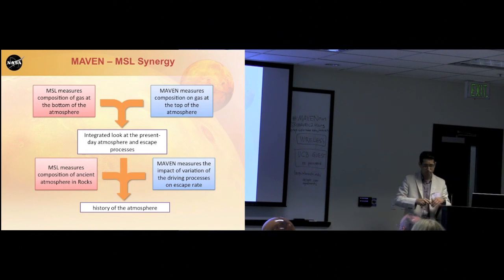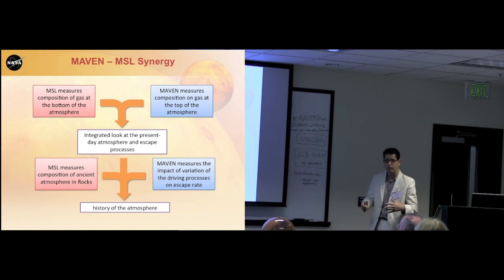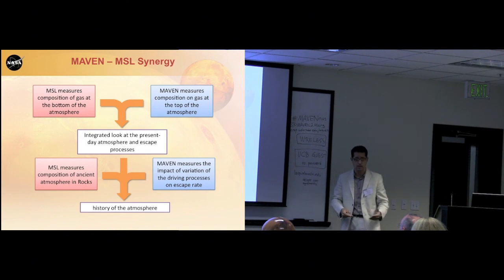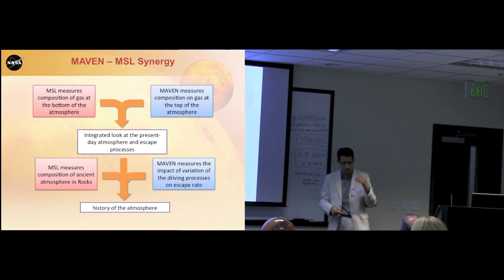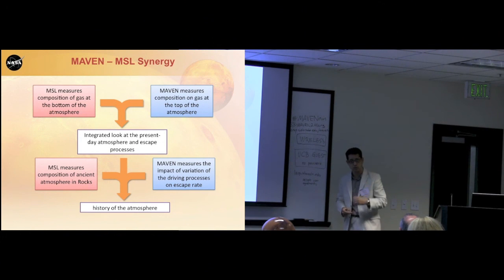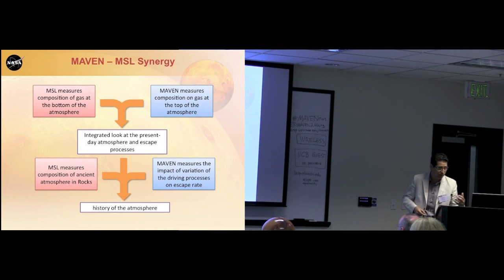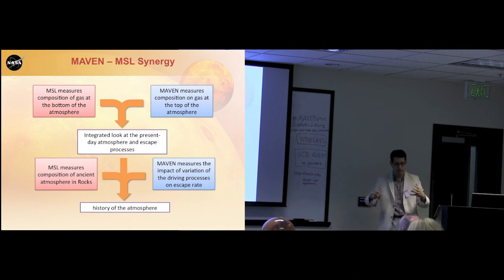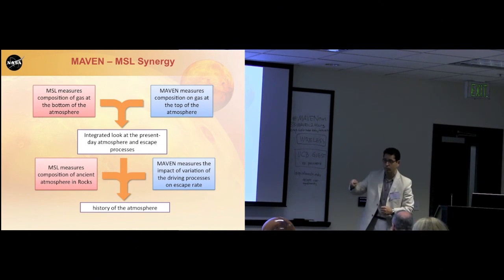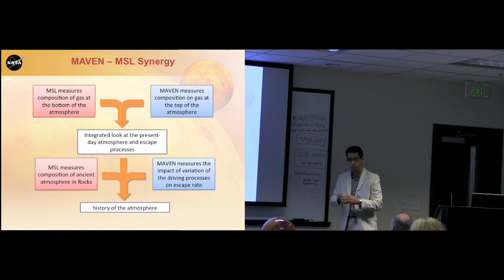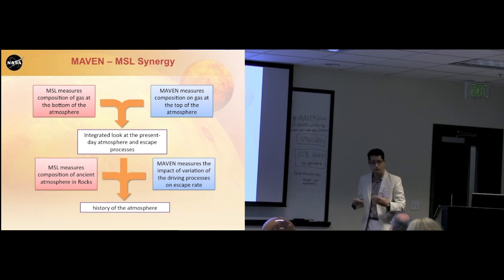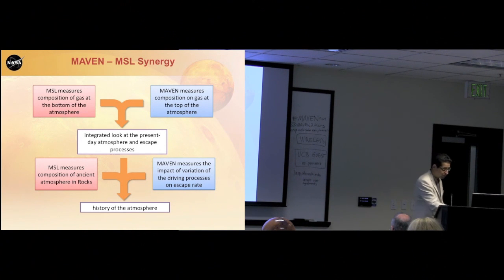While MAVEN will look at the impact of variation on the escape processes: what the variation of the EUV input will do, what the variation of the solar wind speed or solar wind density will do on the escape process. And by combining that with the actual state of the atmosphere, we can rewind the movie and be able to decipher the history of the atmosphere and climate on Mars.